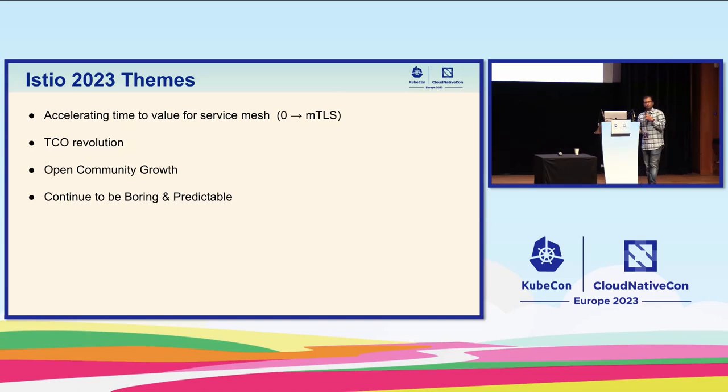Typically, Istio has been tagged with having a higher cost of ownership. We want to make sure it's significantly reduced and the value that organizations realize from Istio is very high. And again, some of these technologies are evolving as we are learning from your users. You're giving us feedback and we are improving the community.